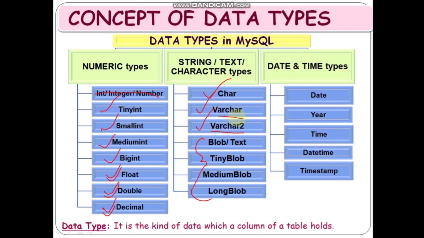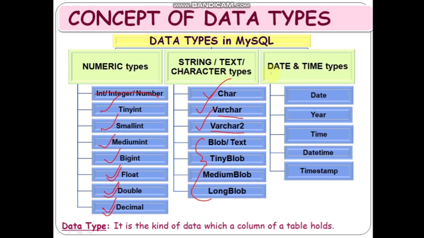Now blob is what? Blob or text, it's a field with a maximum length of actually 65,535 characters. Blob stands for binary large objects and are used to store large amounts of binary data such as images or maybe other types of files. We will not go into the details of this since we have in our syllabus char, varchar and varchar2 for string or character types. Now coming on to the next one, that is date and time types. Now what is this date and time types?